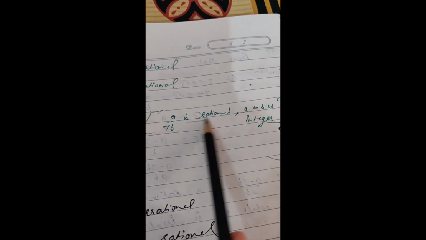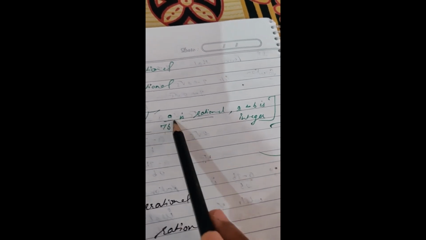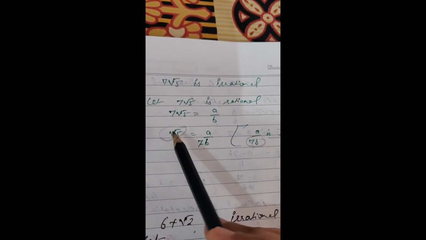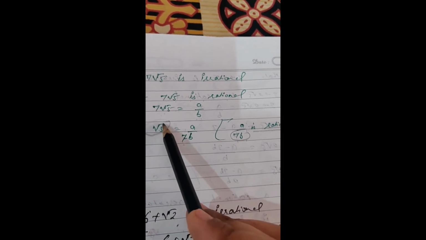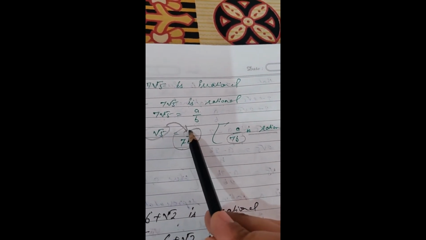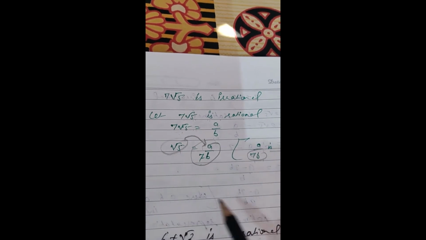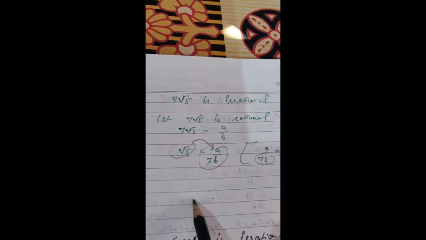A upon 7b is a rational representation of both the integers where the denominator is not equal to 0. So root 5, which we already know is an irrational number, is now represented in the form of a rational number. This is a contradiction to the supposition that 7 plus root 5 was rational. So we will write that 7 plus root 5 is irrational.